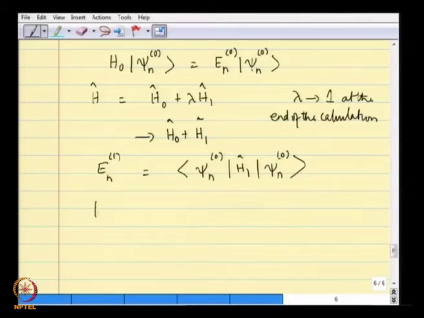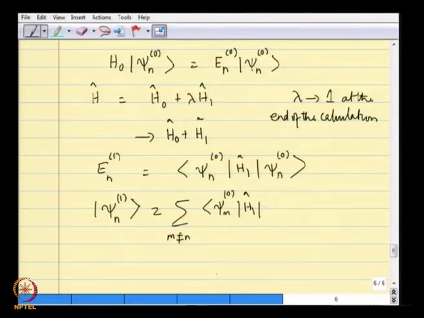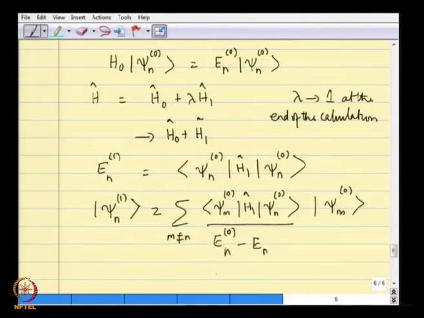The first order correction to the wave function, psi n 1, that we wrote was, just want to make sure that I don't have typos, the sum over m not equal to n of psi m 0, H1, psi n 0, times the wave function psi m 0, the ket, divided by the energies E n 0 minus E m 0.